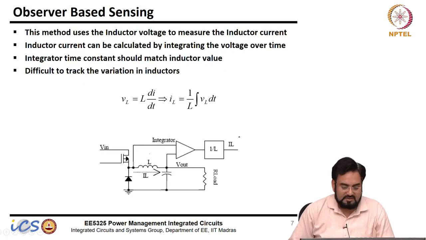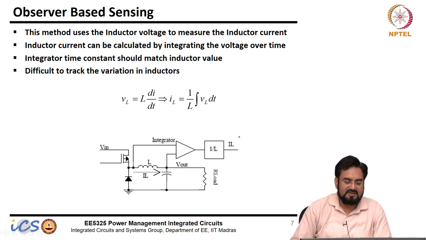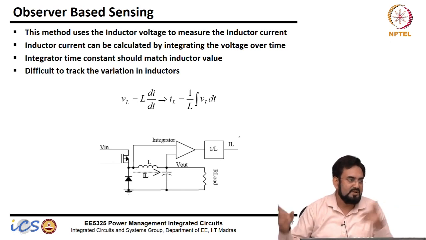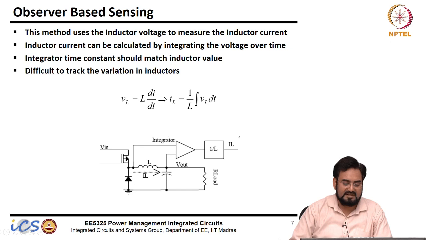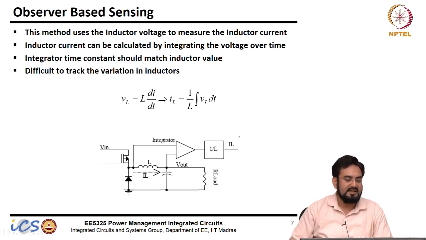Okay, so this is your observer based sensing. We know that the inductor current is the integrated version of the voltage across it. So what you do is take the voltage and put in another integrator and multiply by 1 by L, which is the gain of the integrator. So you will get the same current across it. But this is only true if there is no loss in the inductor. The moment you have a loss, this integrator will saturate.